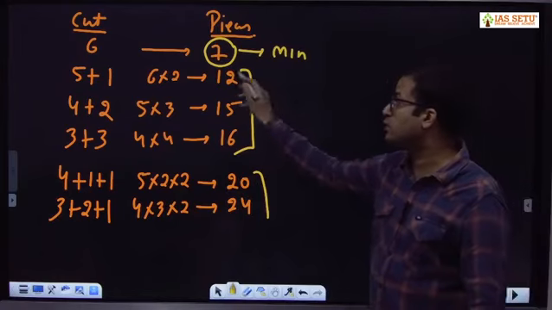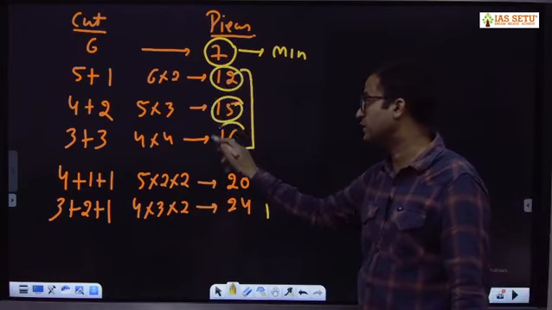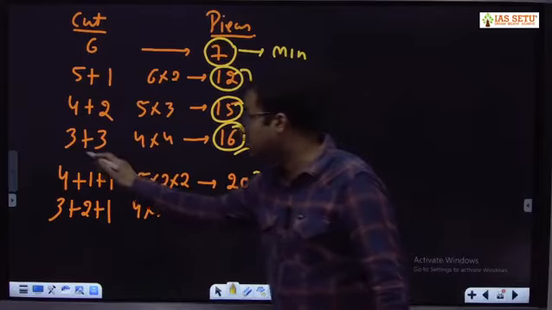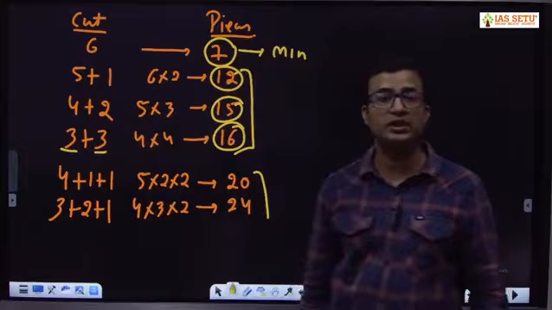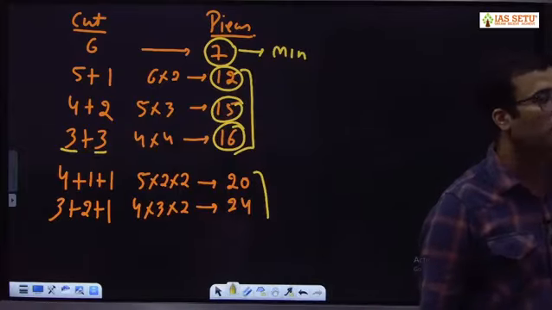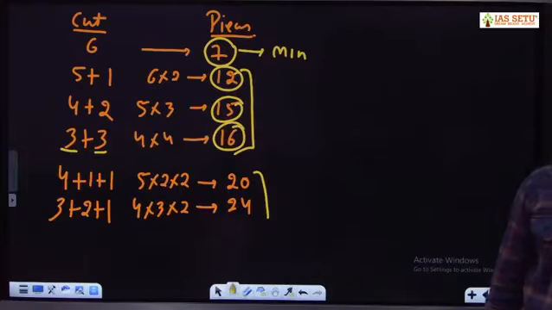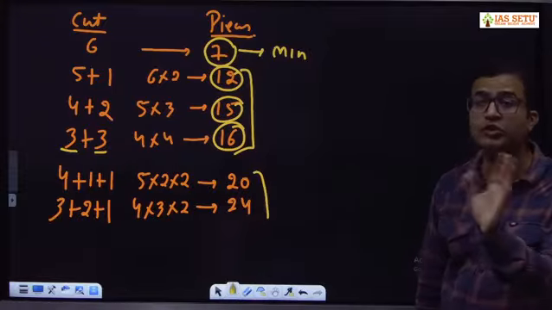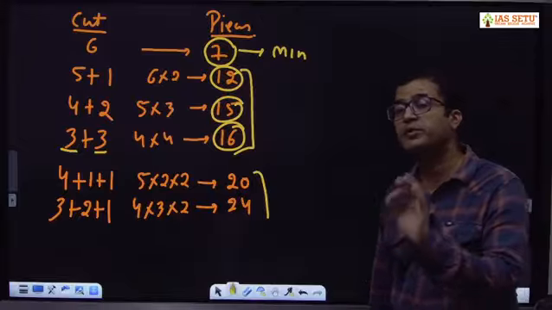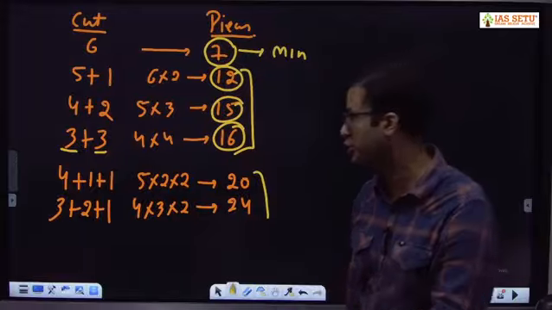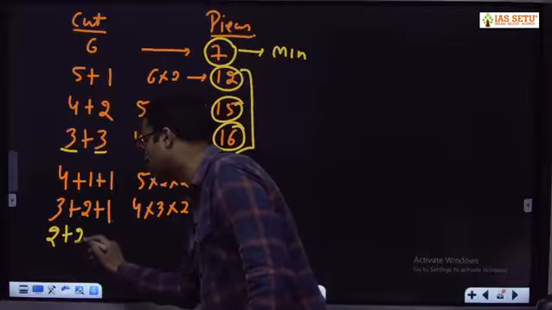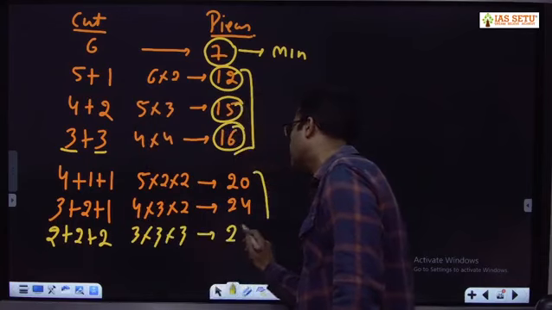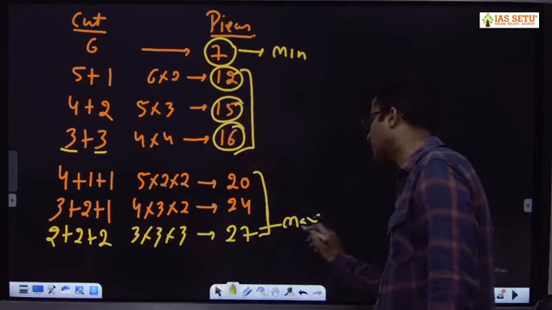Now for 2 axes also you have variation. 12, 15, 16. For 2 axes, 16 is the maximum number of pieces. Why? Because your distribution is even and the best distribution. If you make 3 cuts on x, 3 cuts on y, that gives the maximum number of pieces for 2 axes. For 3 axes, 24 is not the maximum. For maximum, your distribution has to be even. If you make 2 cuts on x, 2 on y, 2 on z, you get 3 into 3 into 3, 27 pieces. This is the maximum.